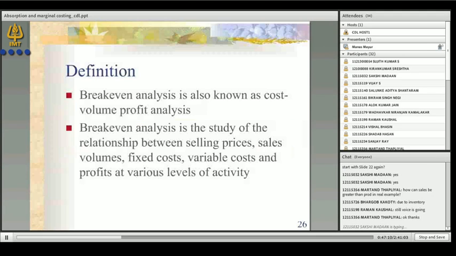Break-even analysis. Now by definition, break-even analysis is also known as cost volume profit analysis. So in your study material you will find this written as CVP analysis or cost volume profit analysis. Now break-even analysis is the study of the relationship between selling price, sales volume, fixed cost, variable cost and profits at various levels of activity.